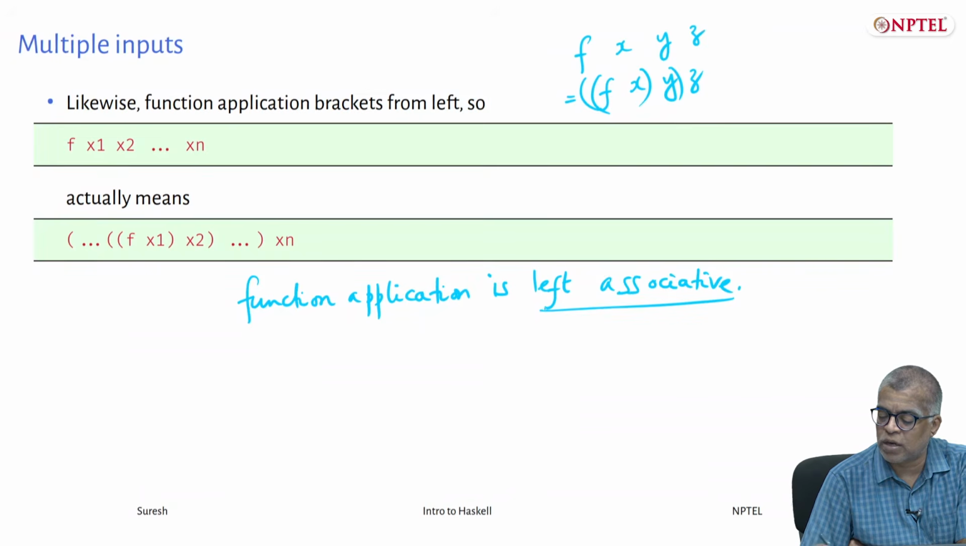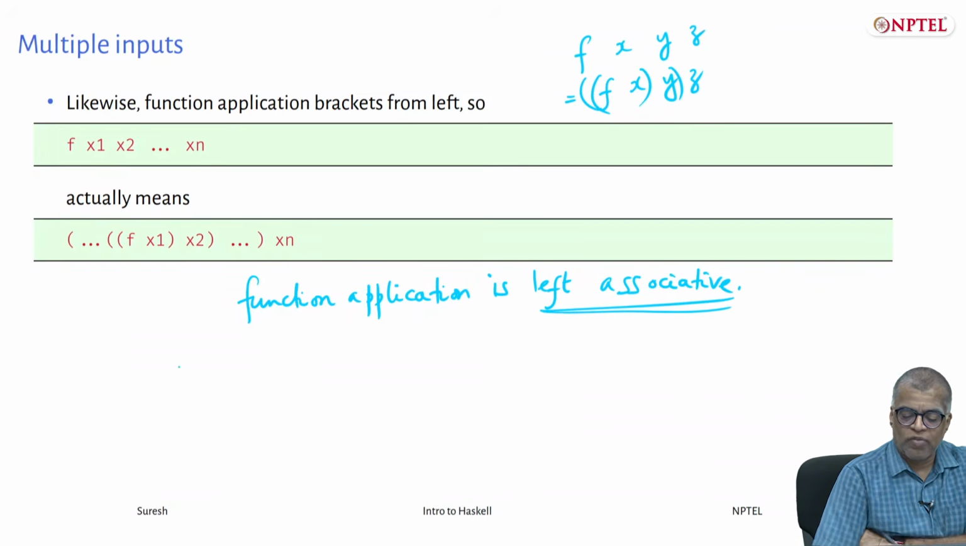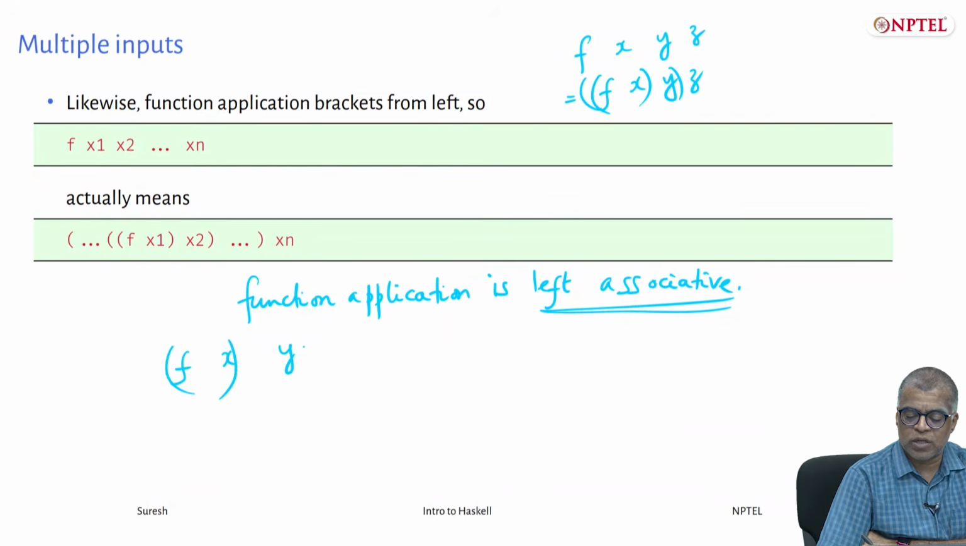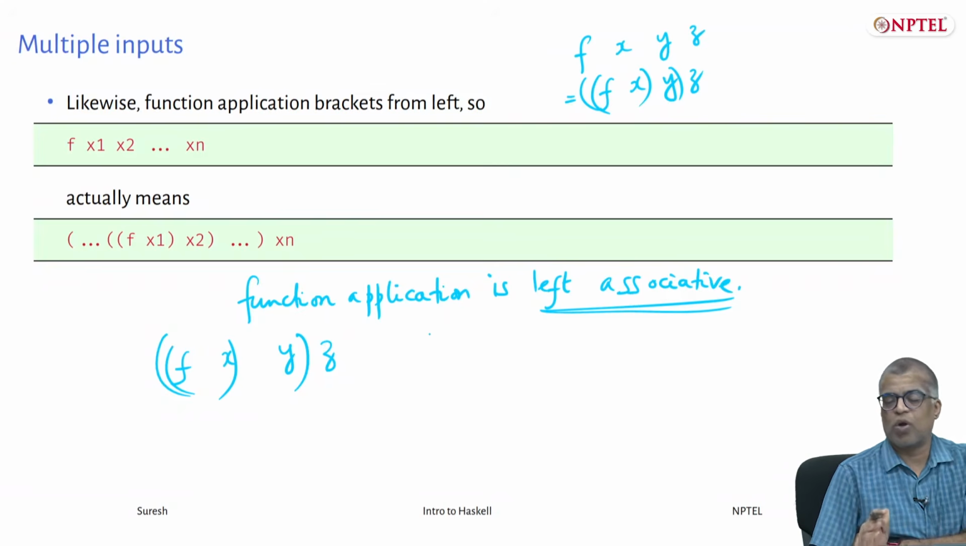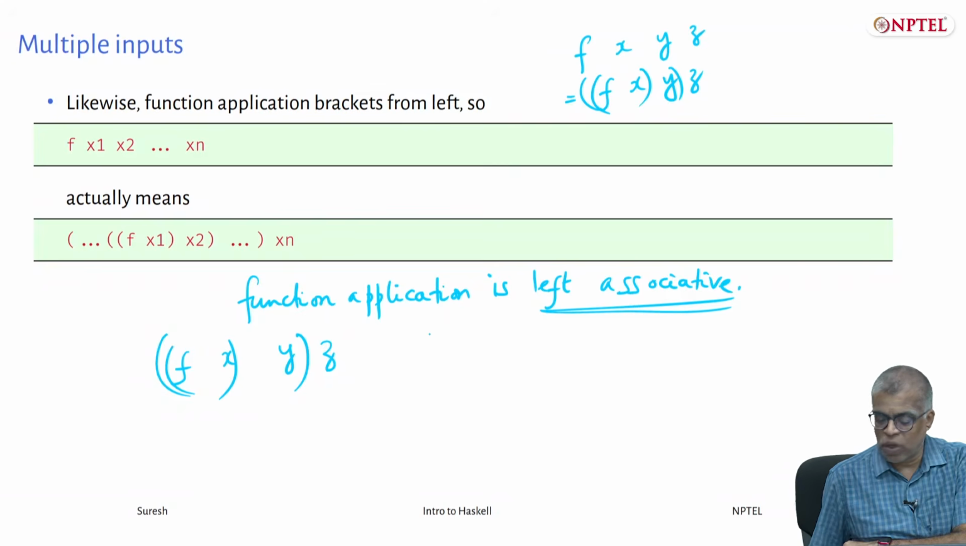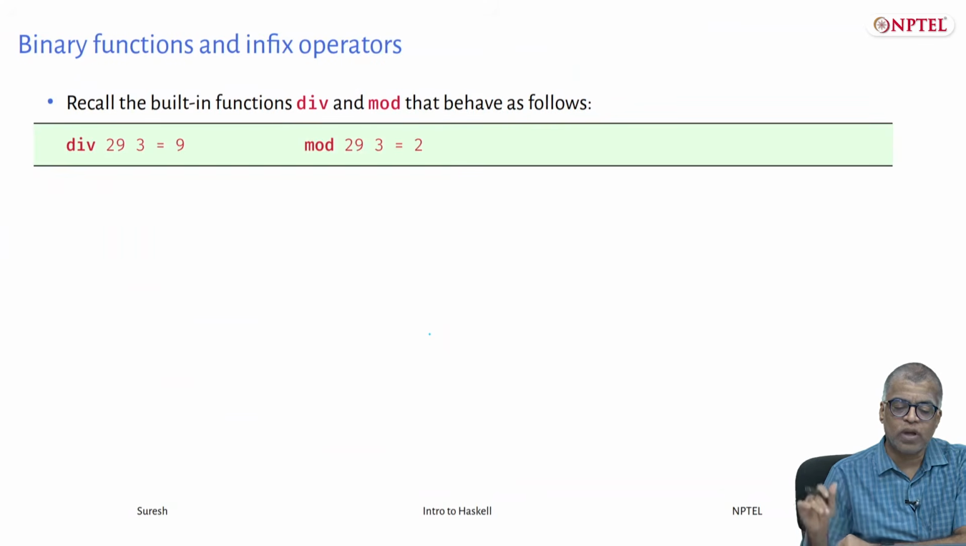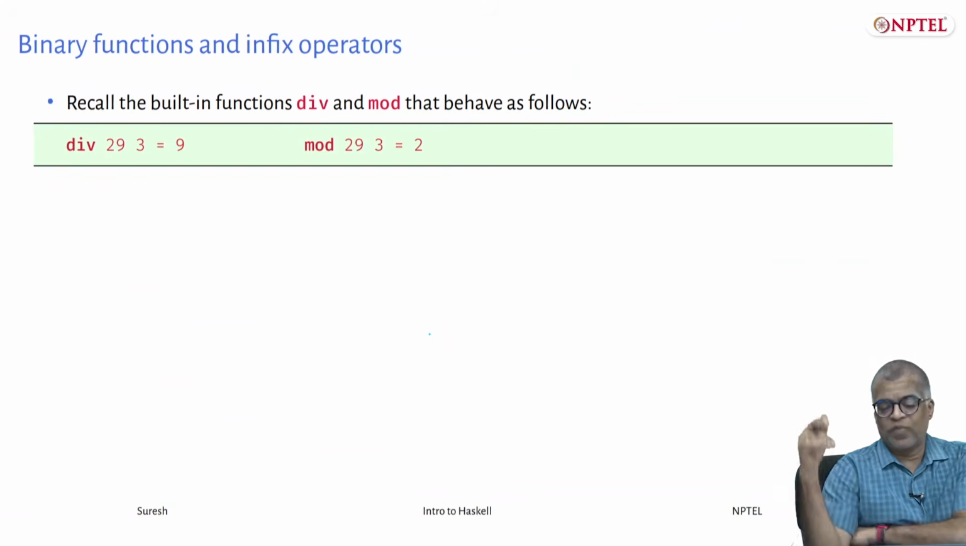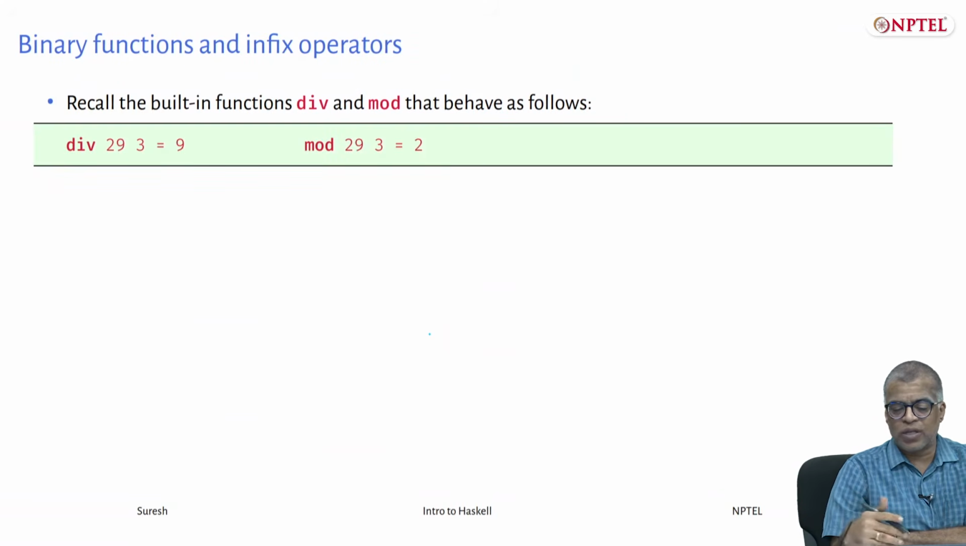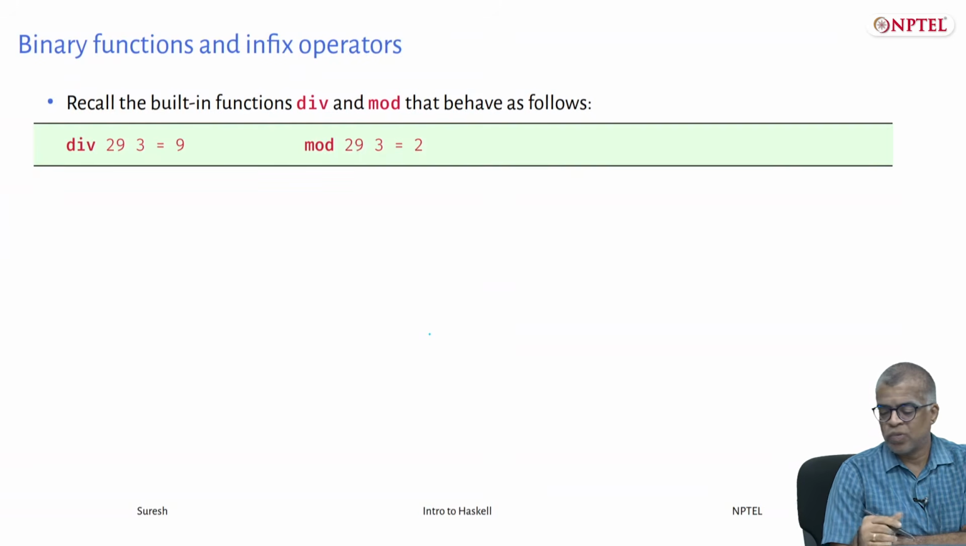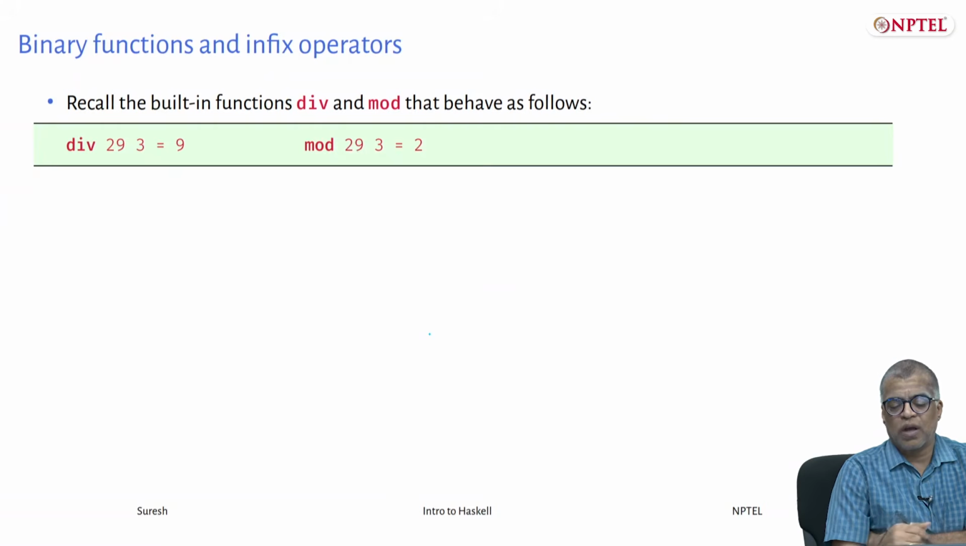This is the mathematical term for this behavior, where if I write f x y, then parentheses are automatically supplied like this. So that is called left associative. Now we will introduce a few other nice things now that we have seen this currying, etc.